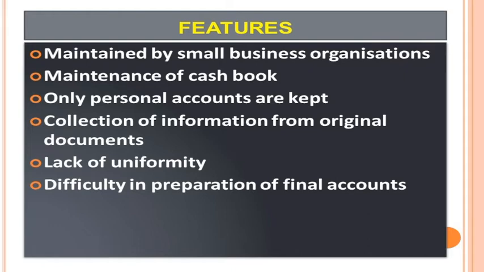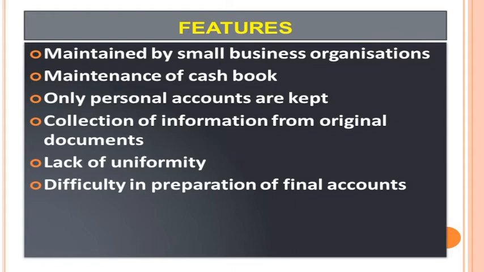Personal accounts are maintained. Collection of information from original documents, and usually our information will be taken from the trial balance. Okay, what is our procedure, the double entry procedure? Transactions are written in the form of journal entries. Journal entries are posted into ledger accounts. Ledger account balances are transferred to the trial balance. From the trial balance information, we prepare the trading profit and loss account. So here we can't find the trial balance because all ledger accounts were not maintained.